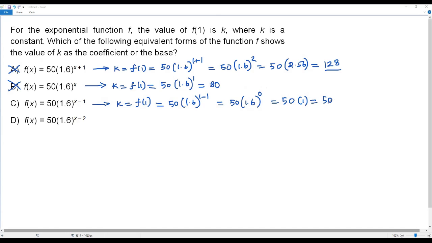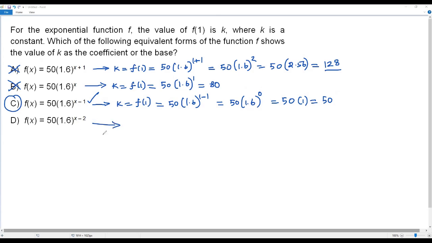So for the function f of x in answer choice C, I got the value of k, that is 50. And this 50 is being a coefficient over here. So the function f of x in answer choice C shows the value of k as a coefficient. So the correct answer choice for this question is C. Anyways, let's verify answer choice D.